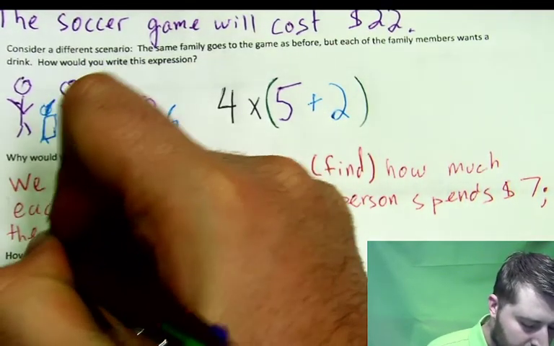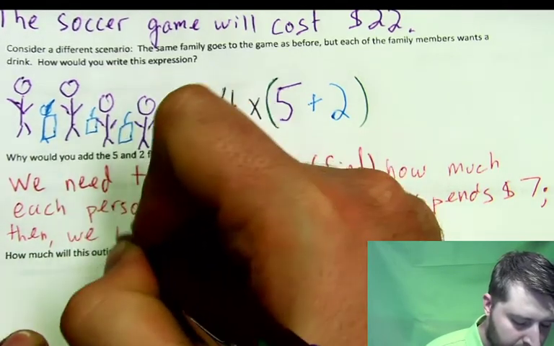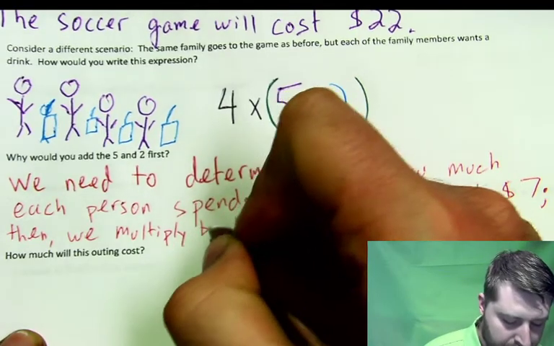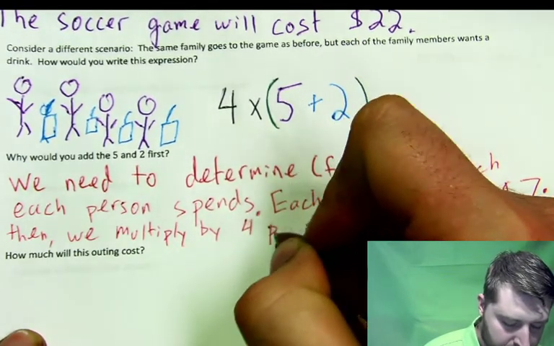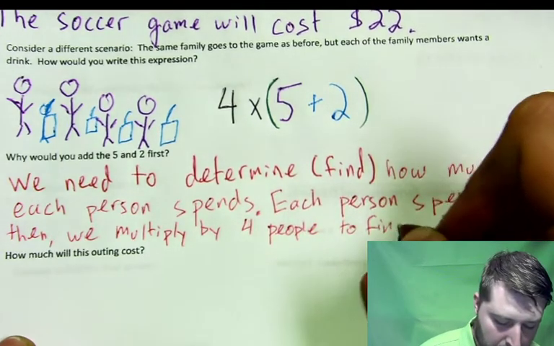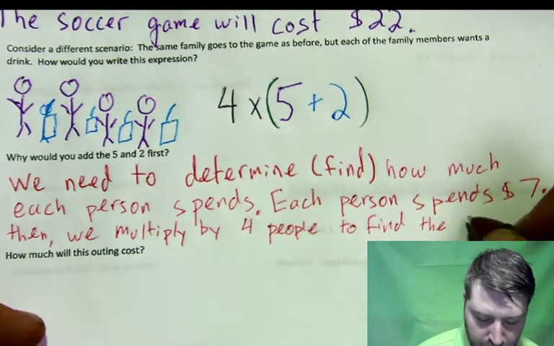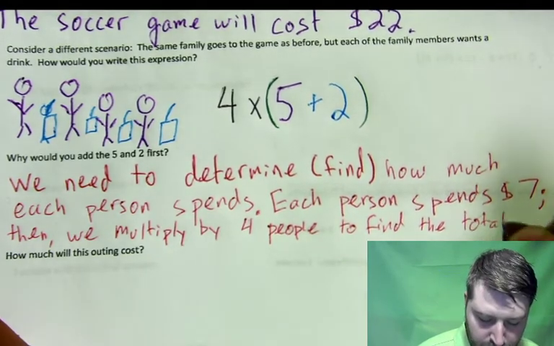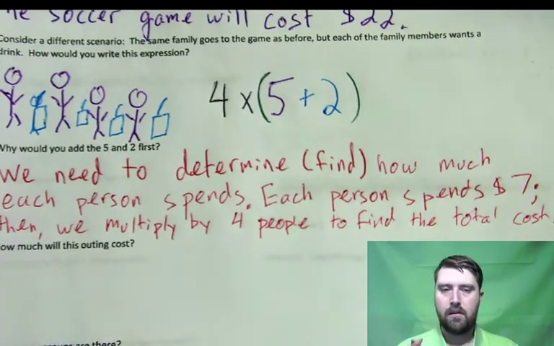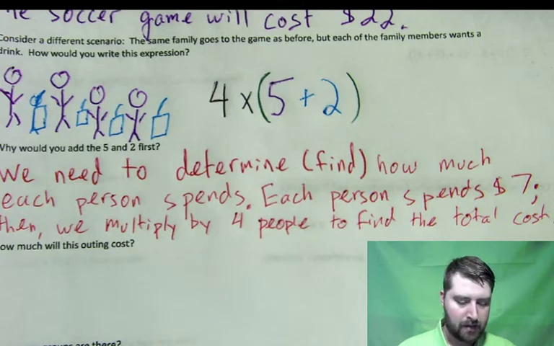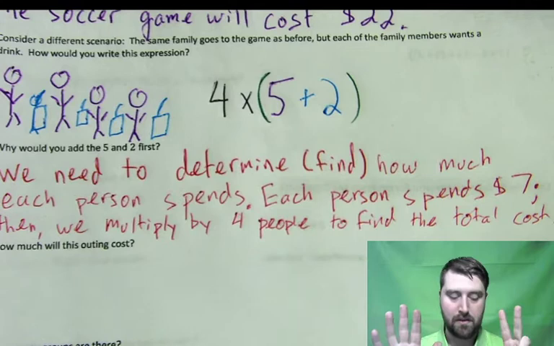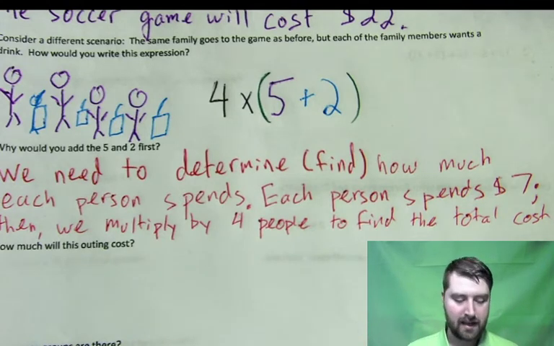Then we multiply by 4 people to find the total cost. I know that's a lot right there. I will pause for us to get that written down. We need to find how much each person spends. We know that each person spends $7, a $5 ticket plus a $2 soda. Then we multiply that $7 times the 4 people.